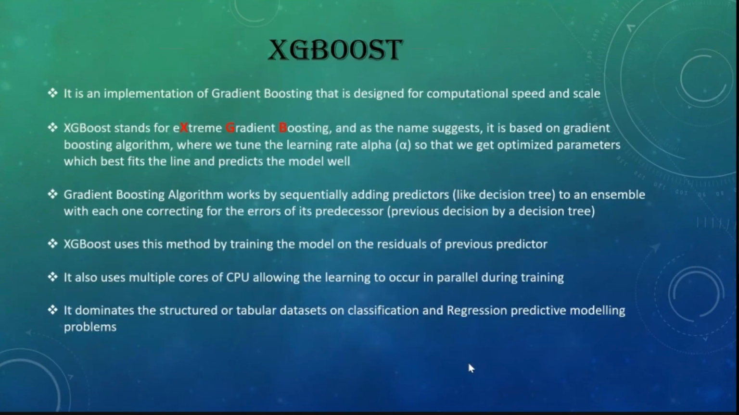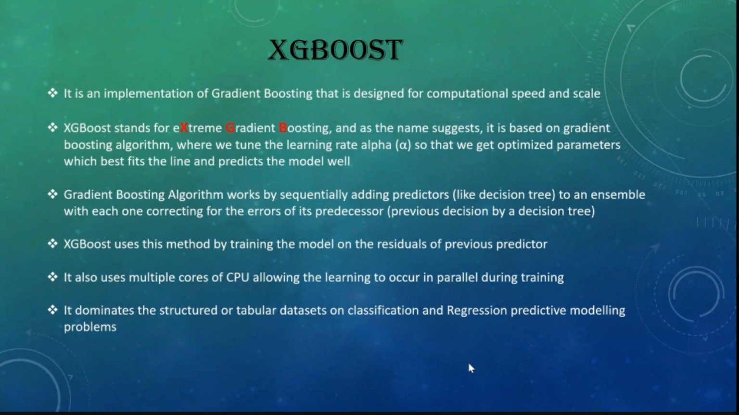Okay, so let's go on to XGBoost. It is an implementation of gradient boosting that is designed for computational speed and scale. Now we have learned that gradient boosting is used for finding the optimal thetas, which minimize our error and give the best fit line in regression. Similarly, it is used over here because XGBoost is an abbreviation for extreme gradient boosting. So why is it called extreme? Because here lasso regression and ridge regression are used to tune the parameters.